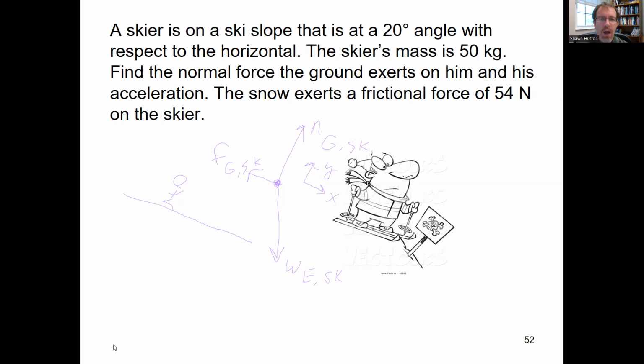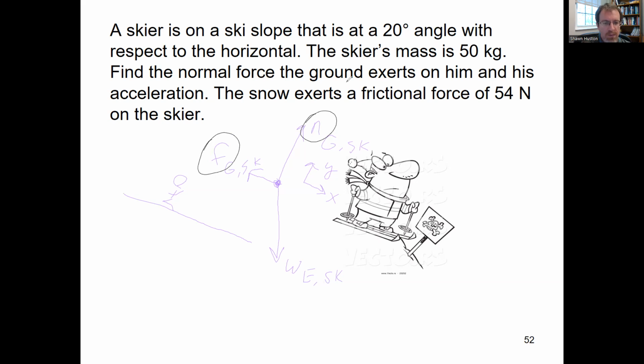Step number three was to break any forces that don't point in either the X or Y direction into X and Y components. So I look at the normal force. The normal force absolutely is pointing in the Y direction. The friction force is pointing along the X direction. The weight force is the only force that's not pointing in either X or Y. It's an oddball, so I need to break it up into X and Y components.